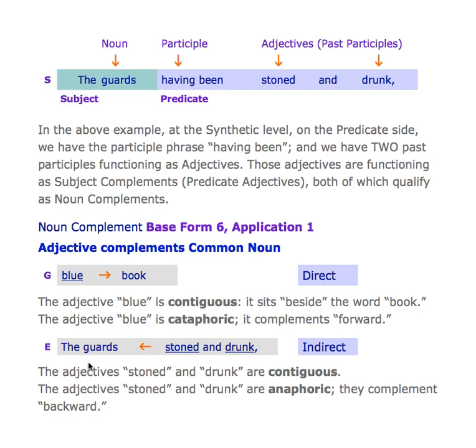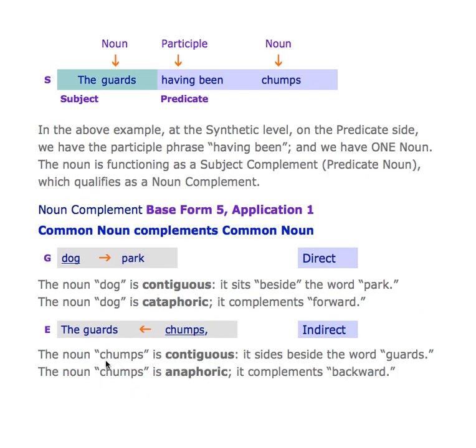I try to look at them as how the mind has created them. All right? The next example, the guards having been chumps. All right, like pushovers, fools. So here's the synthetic level.